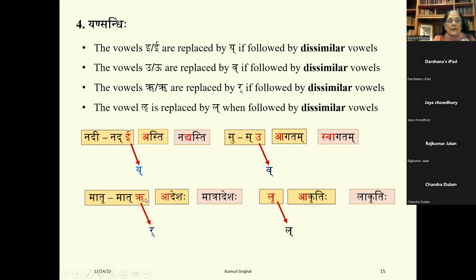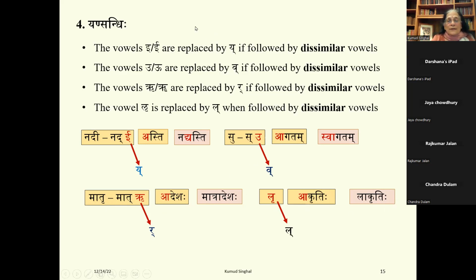Matṛ ādeśaḥ. Yeah, matṛ ādeśaḥ. So matṛ ends with ṛ and ādeśa begins with ā. So ṛ is replaced by r. So ta and r will be tra, right? And then with ā, so it will be matrādeśa. These are dissimilar vowels, and this is replaced by r. Then ḷ and ākṛtiḥ. So ḷ is again followed by ā, a dissimilar vowel, replaced by l. So it will be l and ā will be lākṛti. Lākṛti means a curved form.